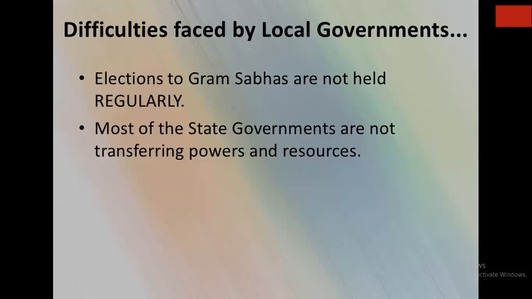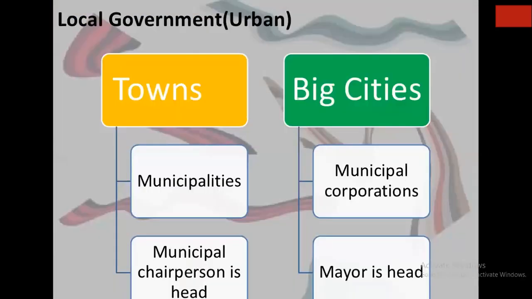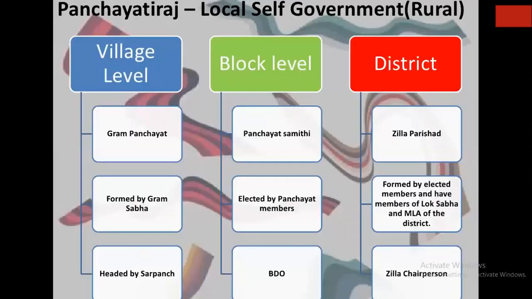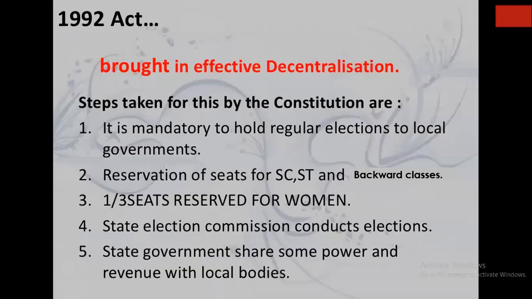Now there are some difficulties also faced by the local government, that is, elections to Gram Sabhas are not held regularly, and most of the state governments are not transferring powers and resources. Most of the state governments are doing this. So these are some of the difficulties faced by the local governments. So we have seen the difficulties faced by local self-government, the local government urban in towns and big cities, local self-government in rural, village level, block level and district.